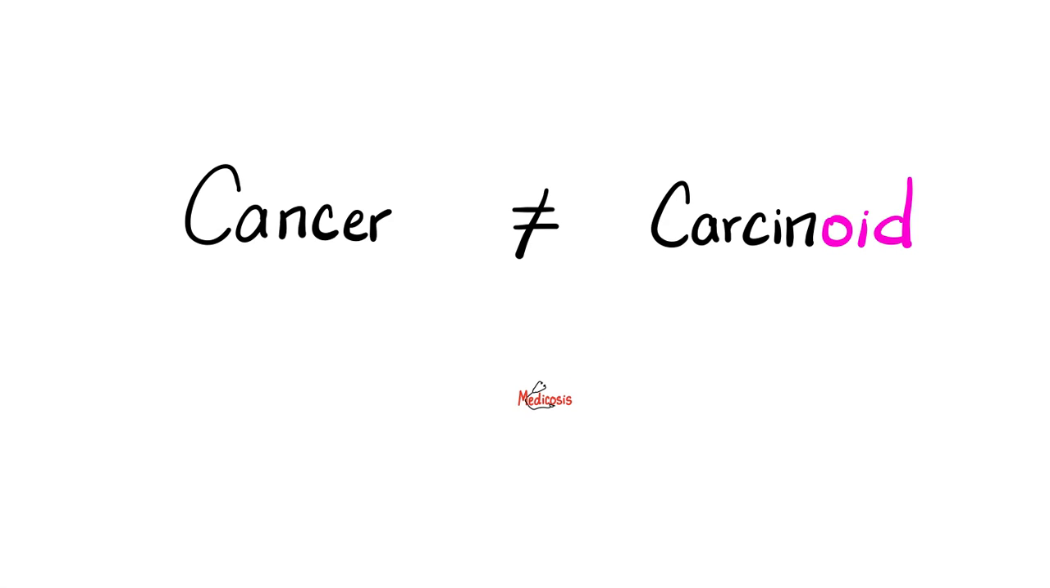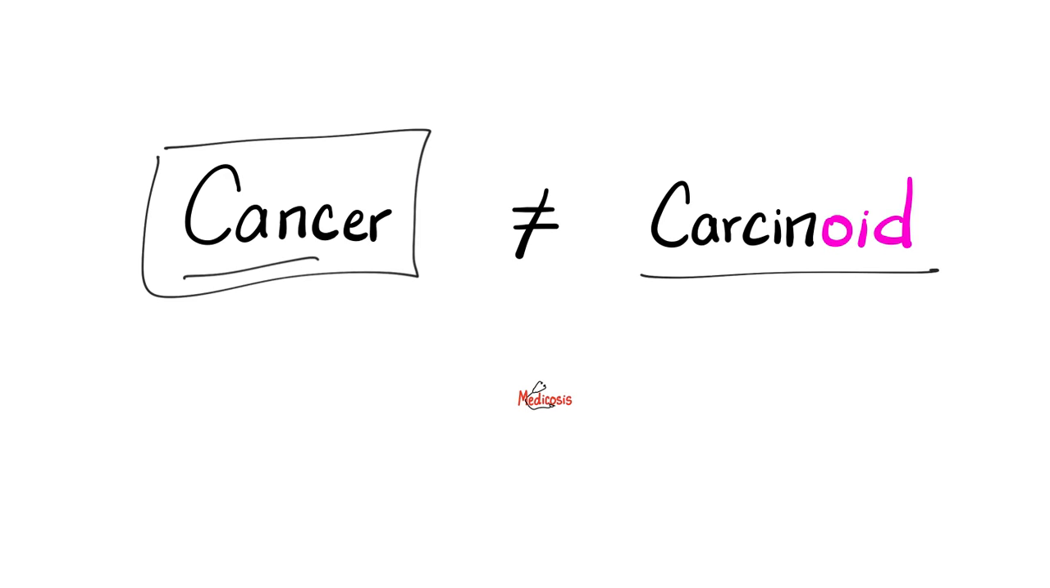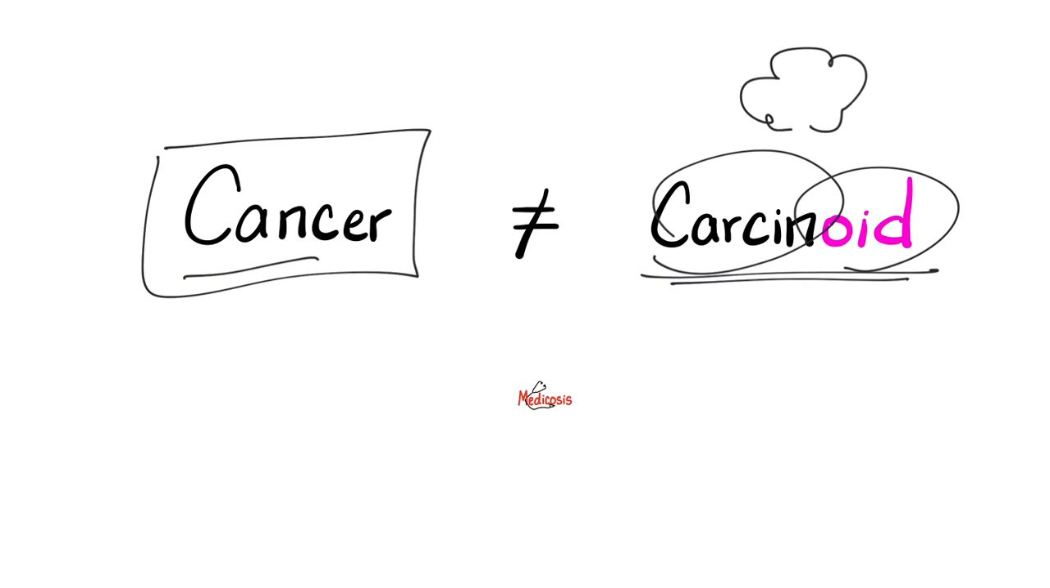So when I have a cancer that secretes something or is associated with another feature, we call this a paraneoplastic syndrome. Please do not confuse cancer, which is a malignant tumor, with carcinoid, which is not a cancer at all. It just means cancer-like. It resembles cancer because it too is a mass, but it's not necessarily malignant.